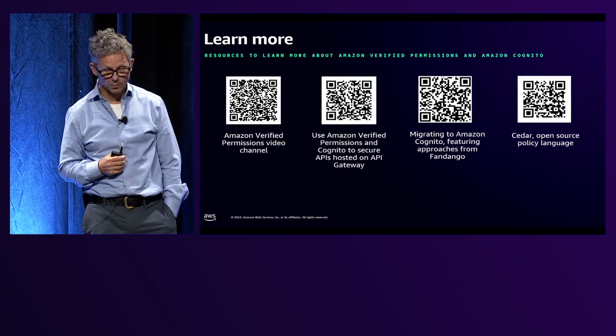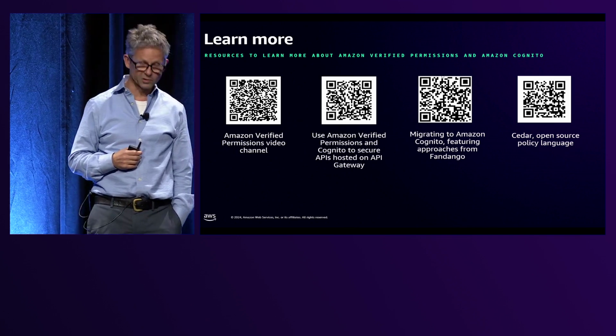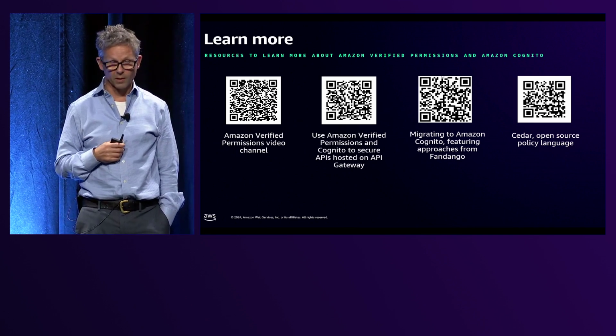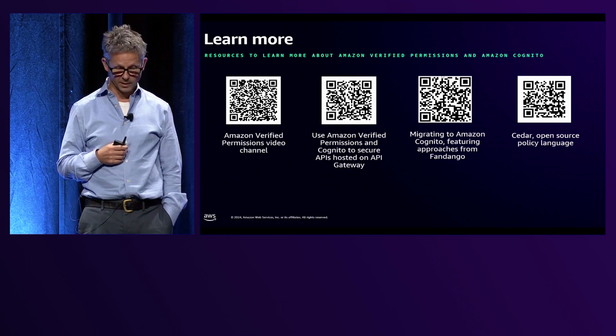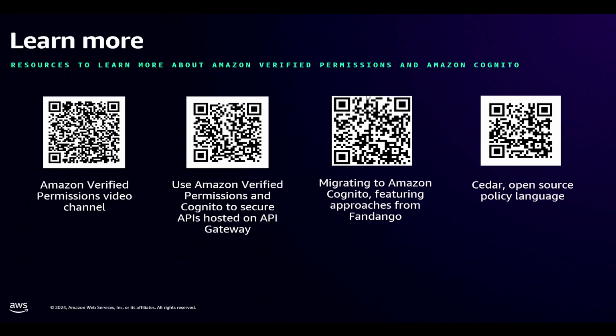So I'll close just by putting up these QR codes if you want to follow up and learn more about both of these products, Cedar and AVP. There's a YouTube channel where we post a load of videos on verified permissions. In particular, there's a video that talks about using verified permissions with Cognito. There's a video on migrating to Amazon Cognito. And there's also a whole microsite dedicated to the Cedar policy language called cedarpolicy.com, where you can learn how to write Cedar policies, and there's a little playground where you can test those policies.